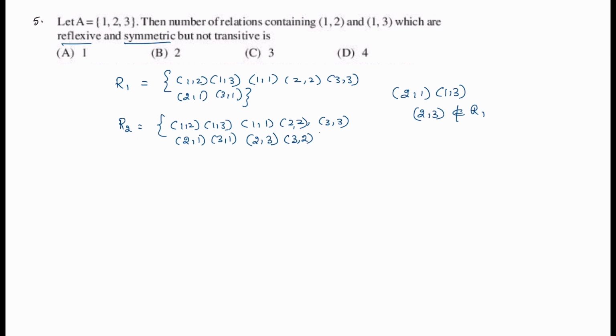A has only 3 elements. A cross A has 9 elements and all 9 elements are written here. Therefore, this becomes an equivalence relation. It will be transitive. Okay, but the question says it should not be transitive. Only one relation can be written which is reflexive and symmetric but not transitive. Therefore, option A is the correct option.